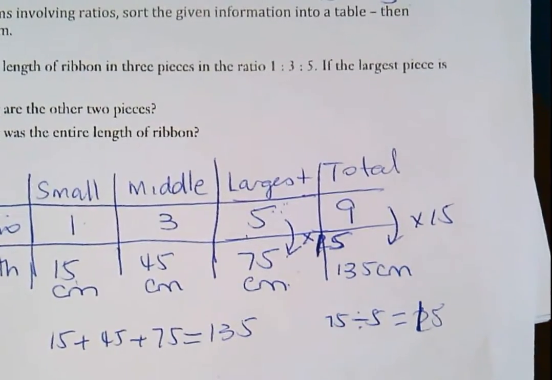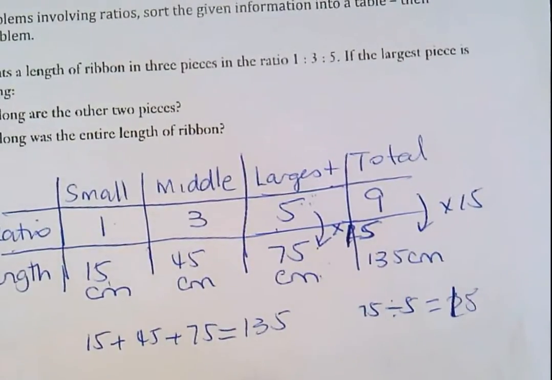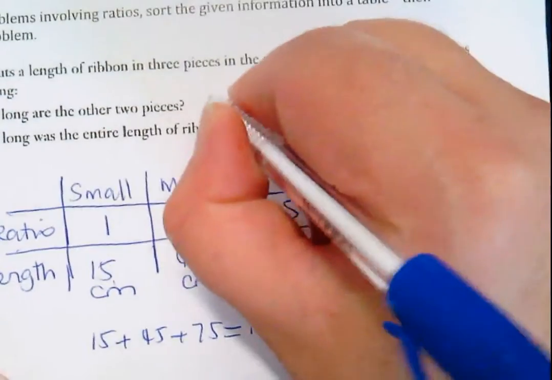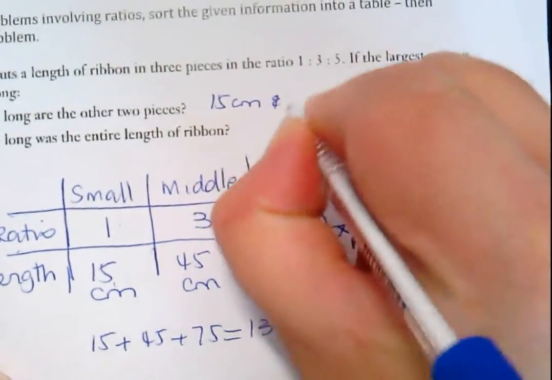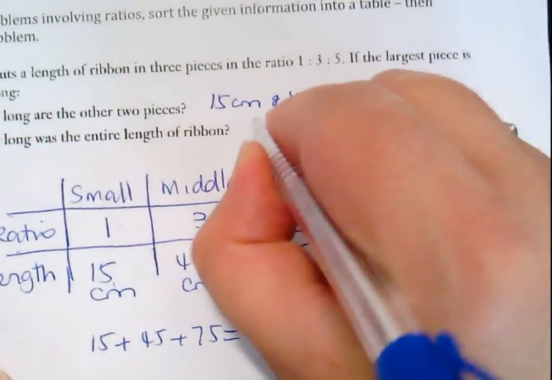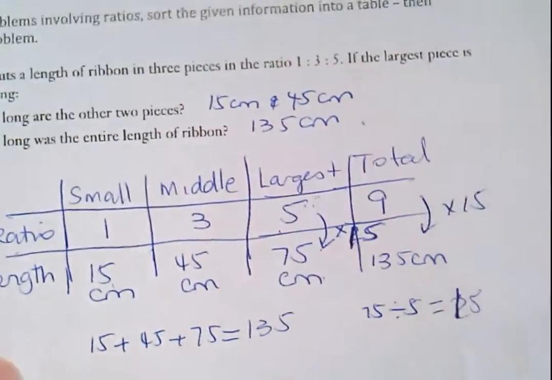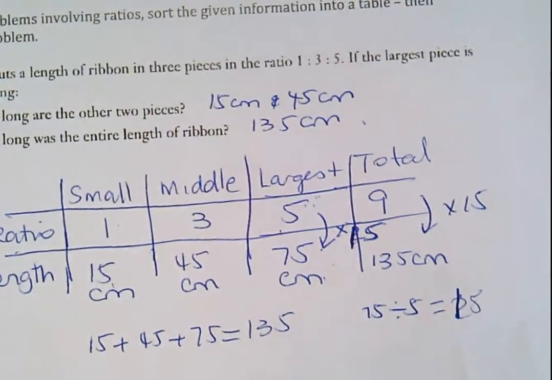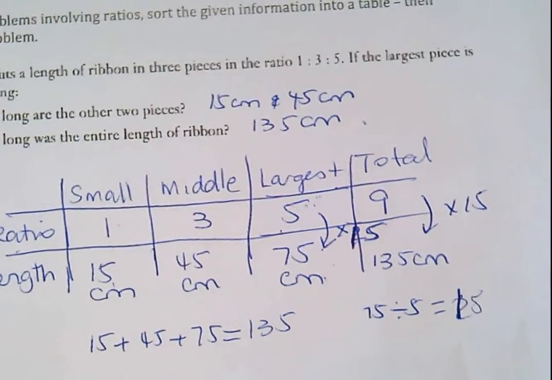All right? So now you can answer the question, how long are the other 2 pieces? 15 centimetres and 45 centimetres. And what is the entire length of the ribbon? Look how easy that is. 135. All you've got to learn to do is fill in the table.